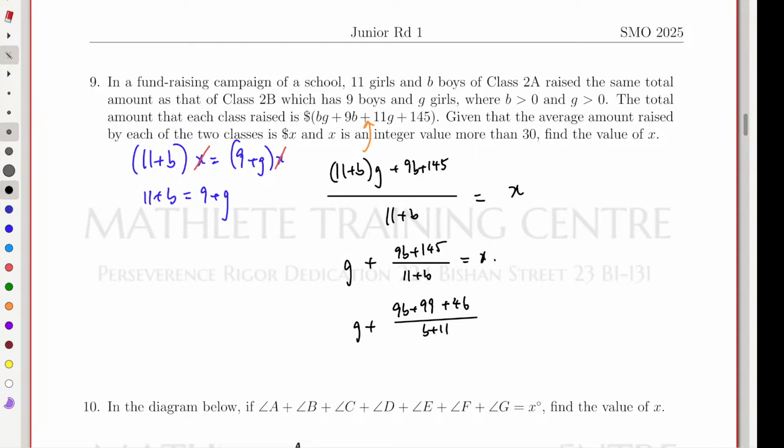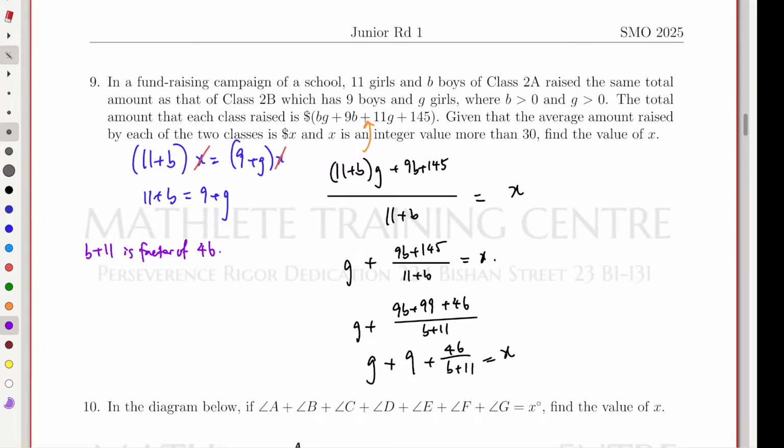And then that allows you to take out the value of 9. So it's g plus 9 plus 46 over b plus 11, right? And then what that allows you to do is to see that this thing here is equal to x, which means that b plus 11 is a factor of 46.